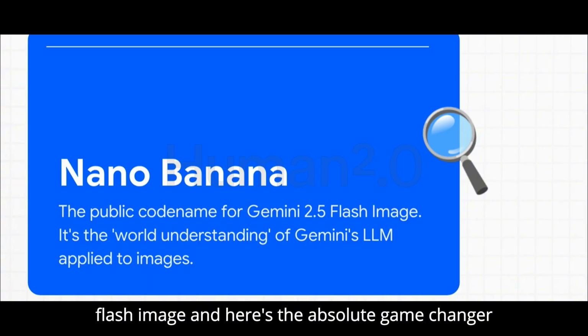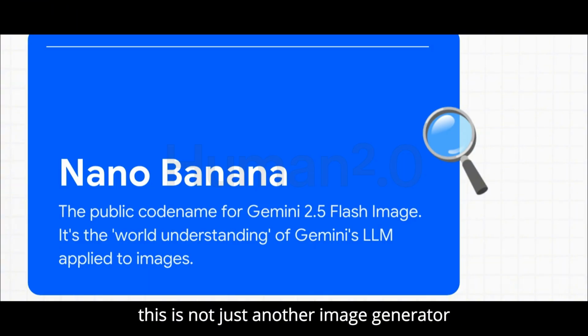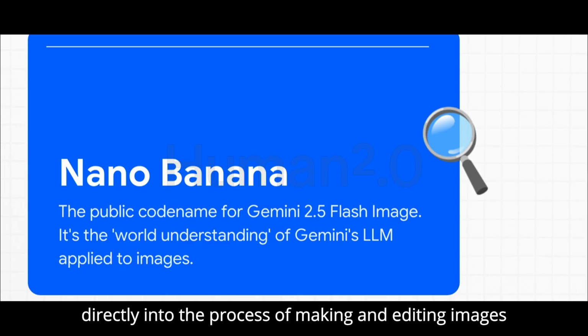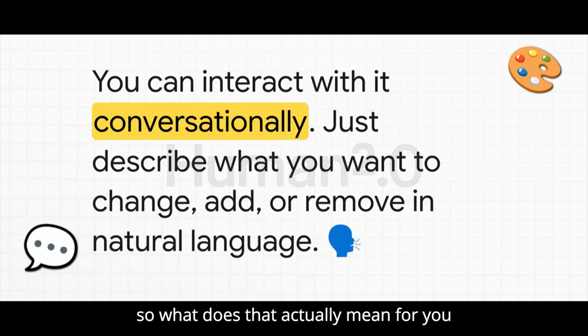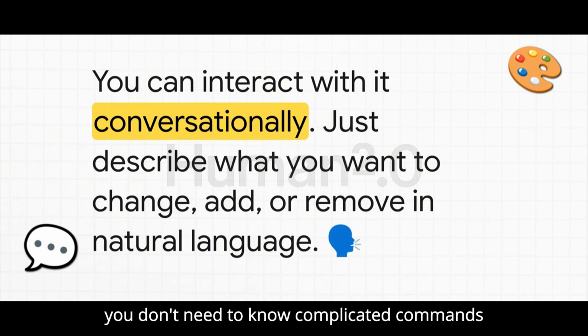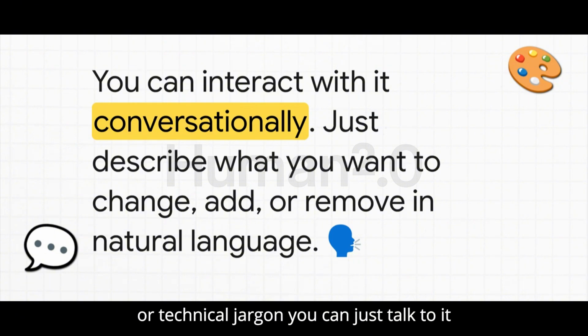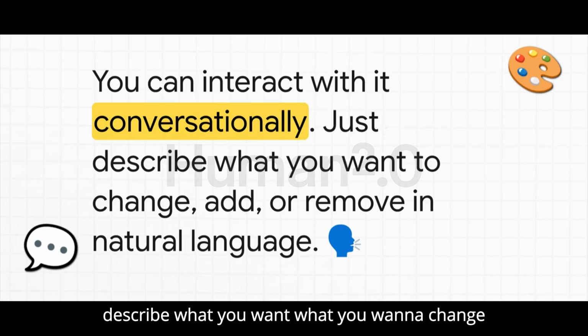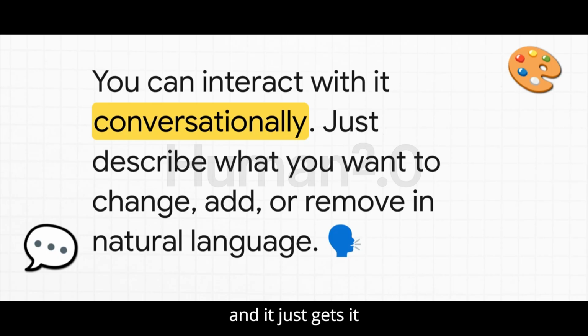And here's the absolute game changer. This is not just another image generator. The key, the secret sauce, is that it's plugging the entire world understanding of Google's massive Gemini language model directly into the process of making and editing images. So what does that actually mean for you? Well, think of it like this. It's like having a real conversation with your photo editor. You don't need to know complicated commands or technical jargon. You can just talk to it, describe what you want to change, and it just gets it.